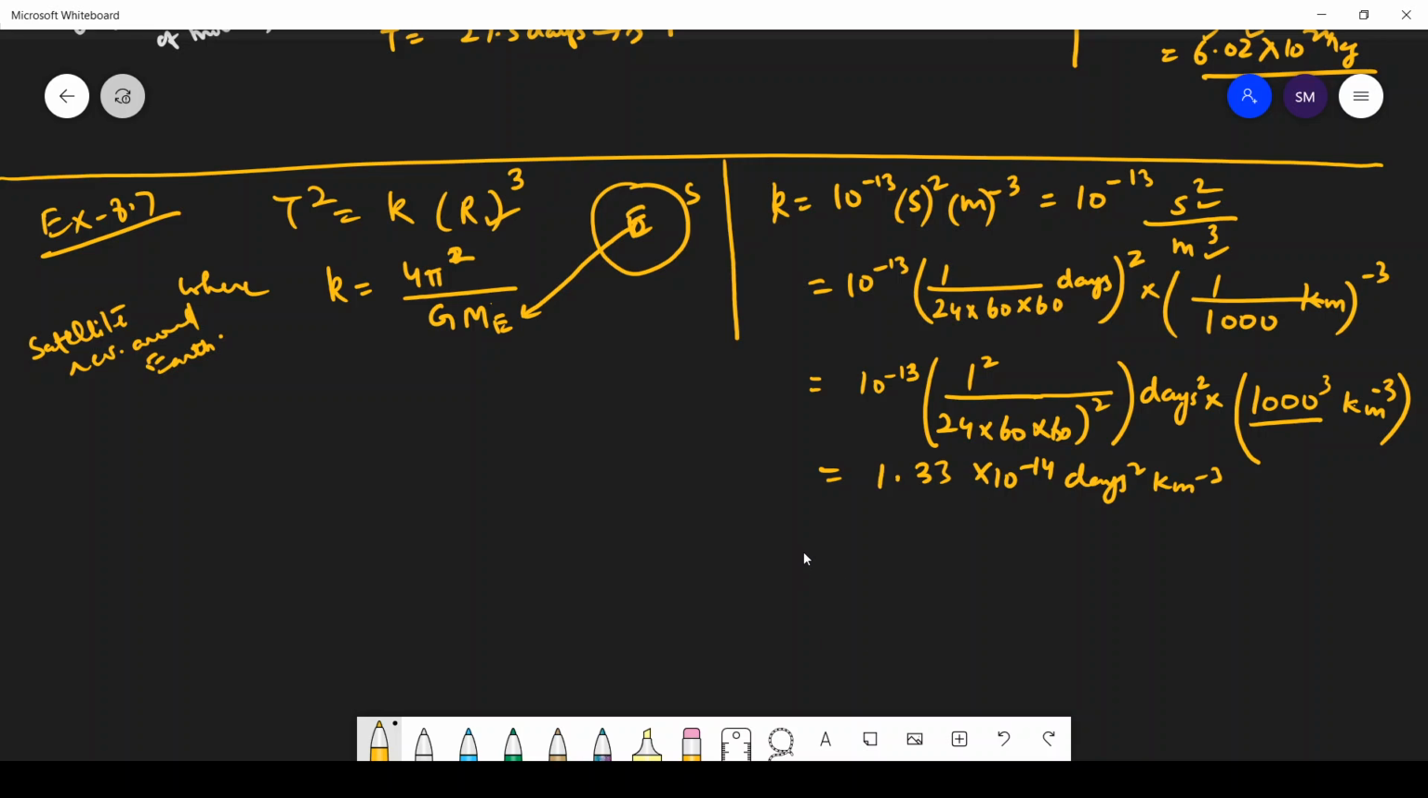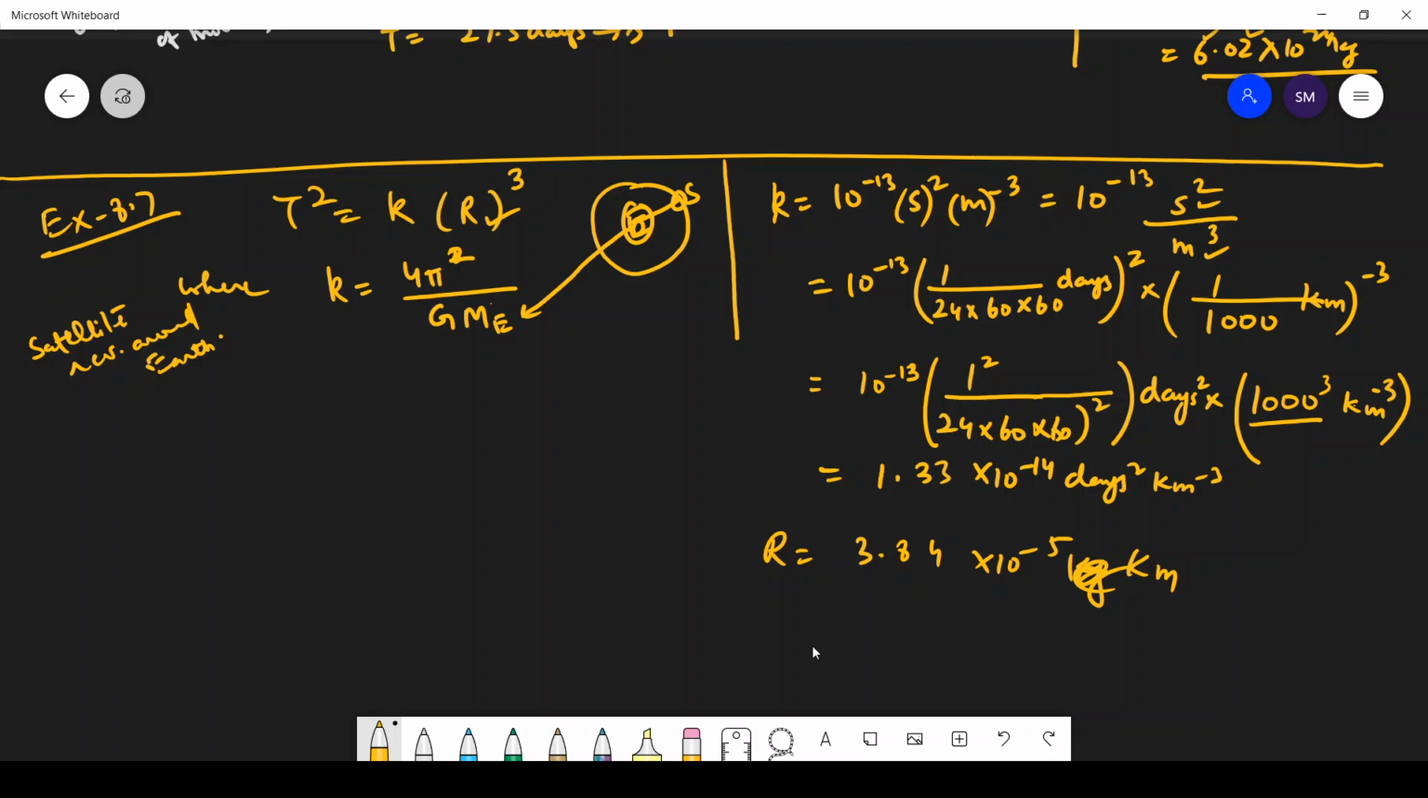This is a method I tell you. Now the Moon is at a distance, this much distance from the Earth. So the orbital radius is given to you, that is 3.84 into 10 to the power 5 kilometer. So this is the Earth, this is the Moon. So this orbital radius is given to you, that is this many kilometers, of course.